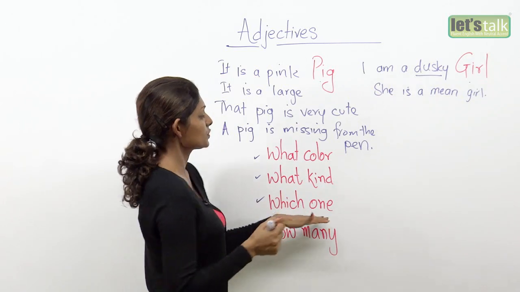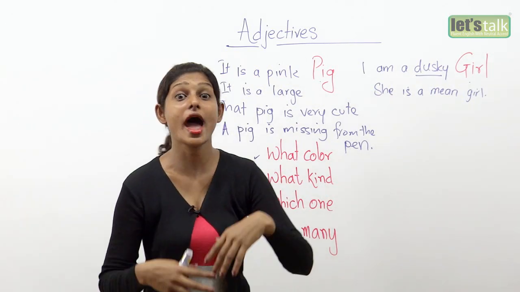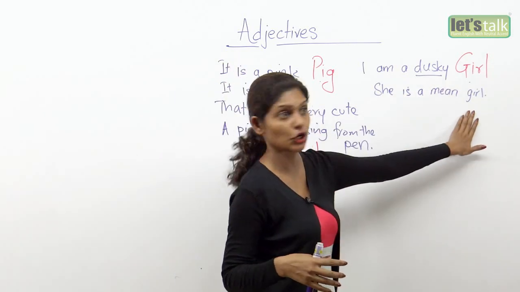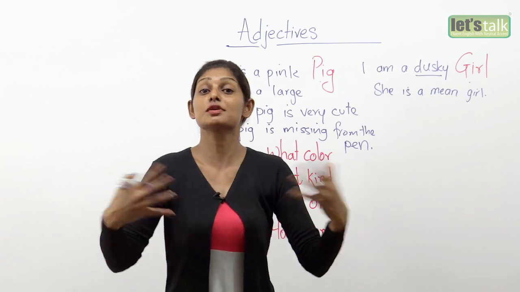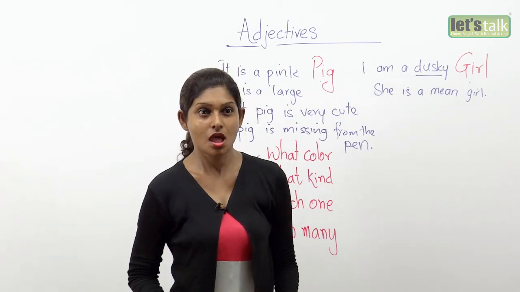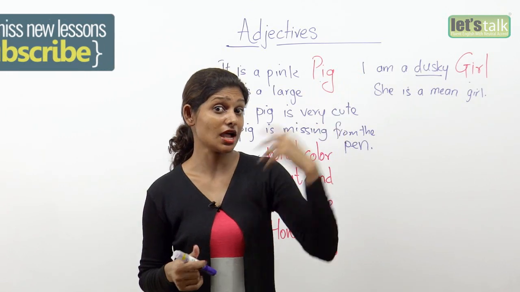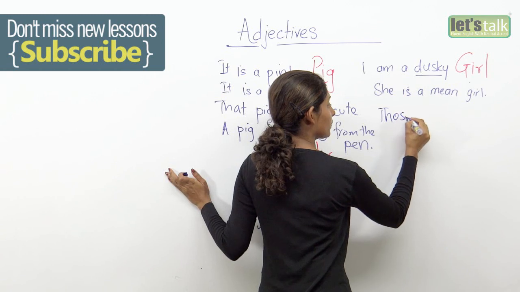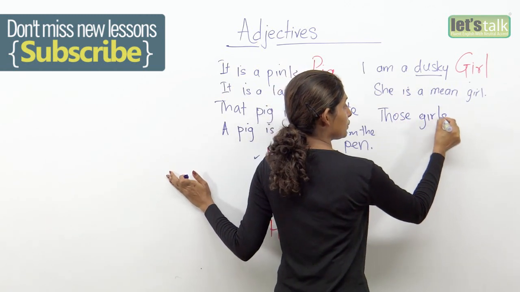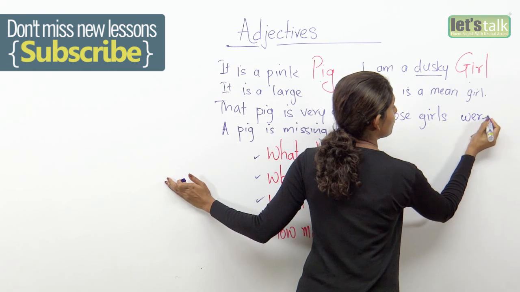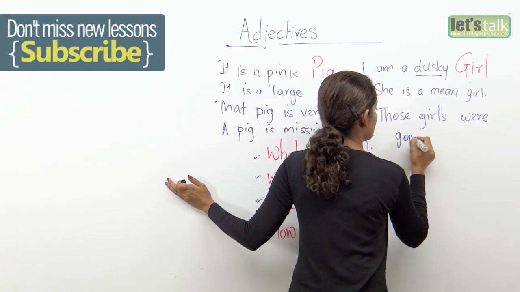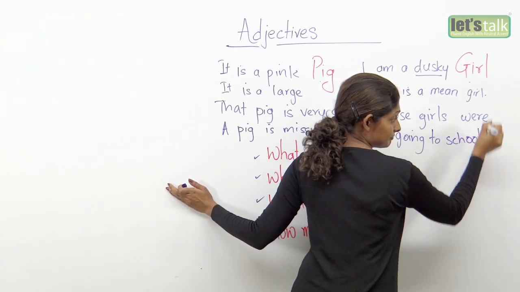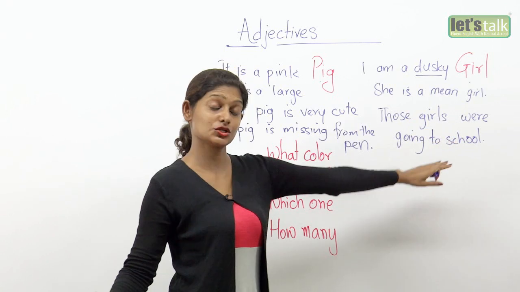So we can use words like this or that, or if you have a plural, girls, okay, let's use girls. We have already used girl singular, let's use girls. Make it plural. So, those girls were going to the town. So you can say those girls were going to, let's say, school. Those girls were going to school.